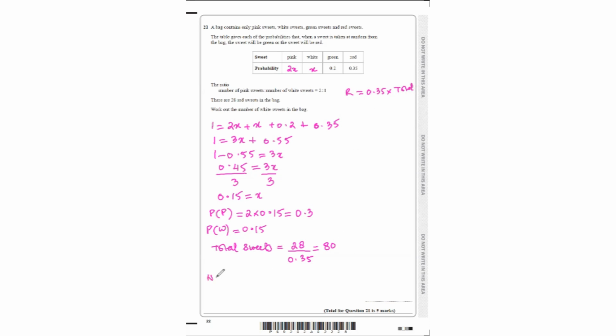So now for the number of white sweets, we have 0.15 times 80, which is equal to 12. So we have 12 white sweets.